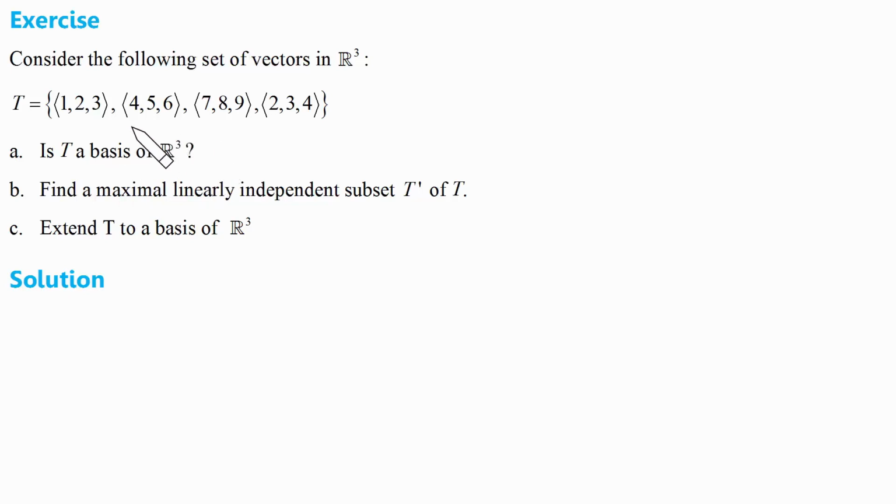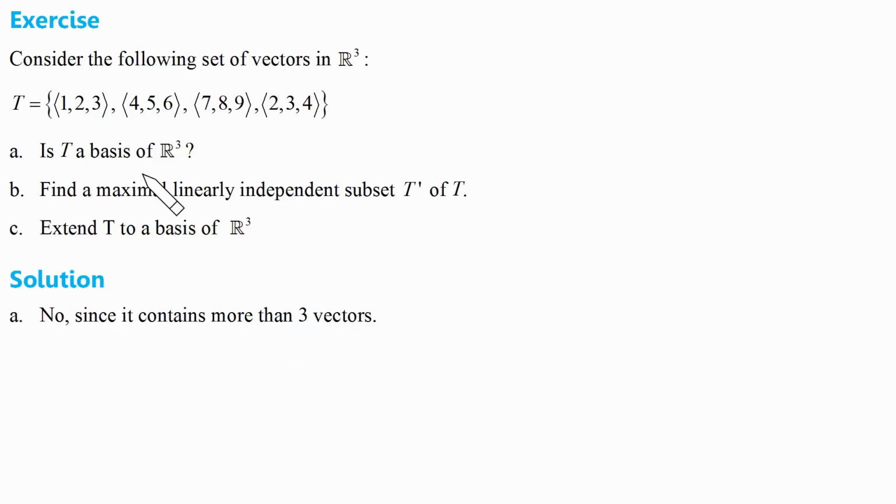Now the answer is immediately a no, because we have four vectors, which is more than three, and four vectors can never be linearly independent in R3, and so if they're not linearly independent, then it's not a basis. Okay, so I'll make a note of that. It contains more than three vectors, so it's not linearly independent.